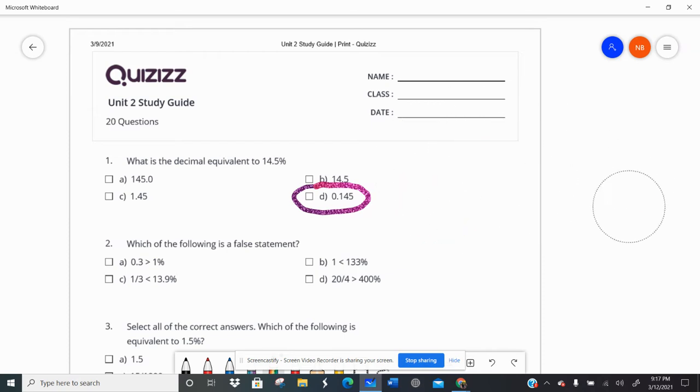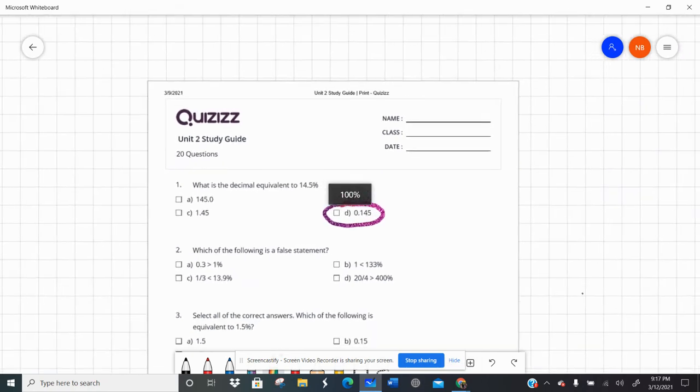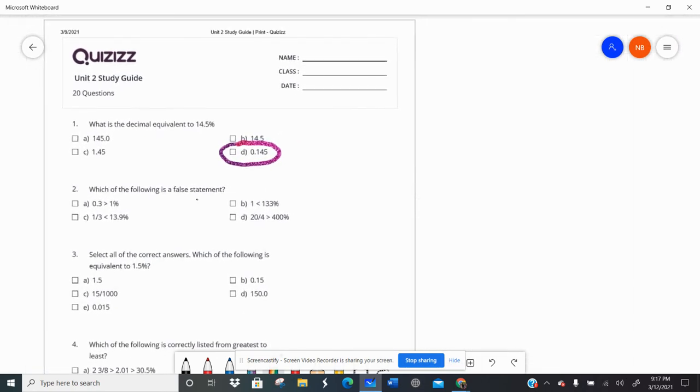Dr. Pepper out of the way. Remember, if you're going from decimal to percent, you're going to the right, percent to decimal, to the left. All right, let's look at number 2. Number 2 says, which of the following is a false statement? So I'm looking for the one that is not true.